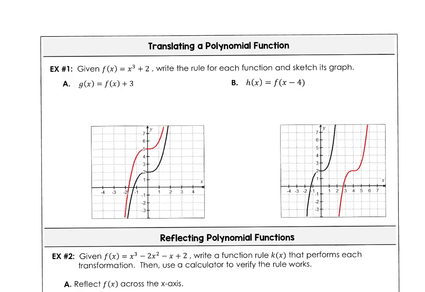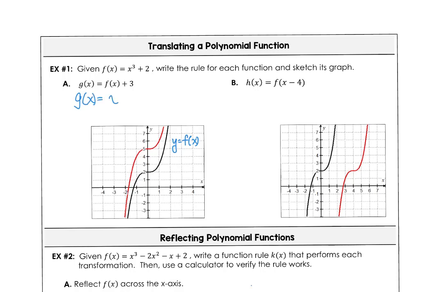Now let's move on and look at some specific examples. I've already pre-graphed the graphs to give us a little extra time. So let's say we're given y equals x cubed plus 2. That's my graph in black here. This is my y equals f of x graph. And we want to write a rule for the function that is f of x plus 3, and we're going to call that g of x.